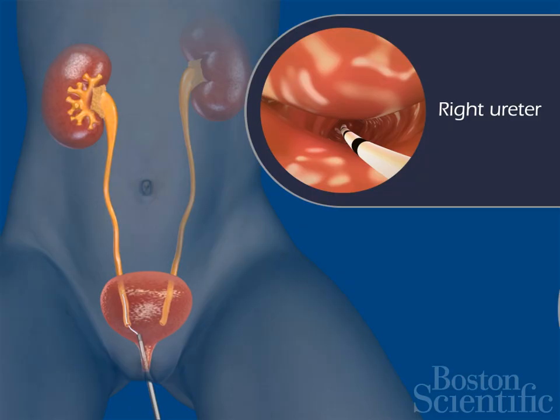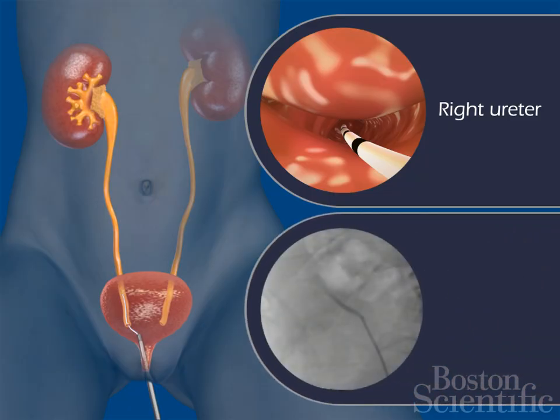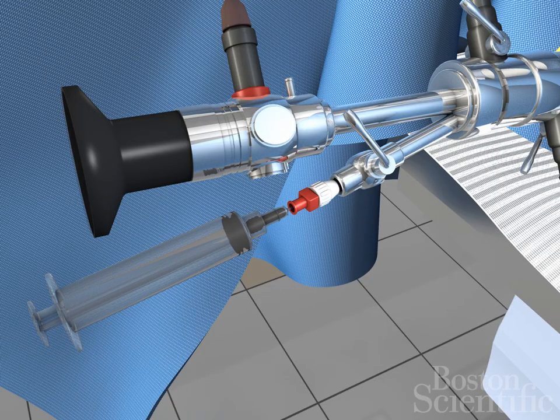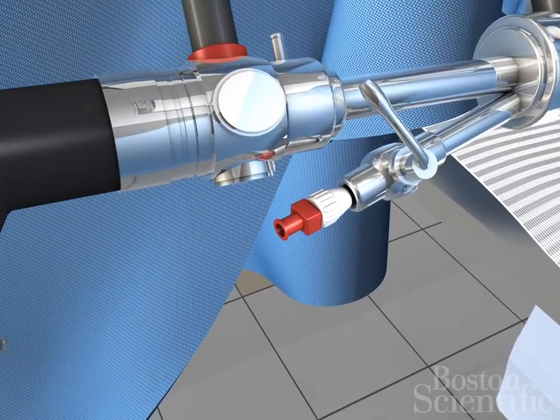Fill the syringe with contrast material to perform a retrograde pyelogram. Contrast material is injected into the catheter, filling the entire collecting system. It is now possible to detect filling irregularities. Remove the syringe from the catheter.